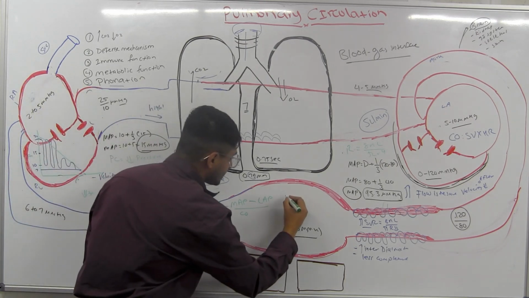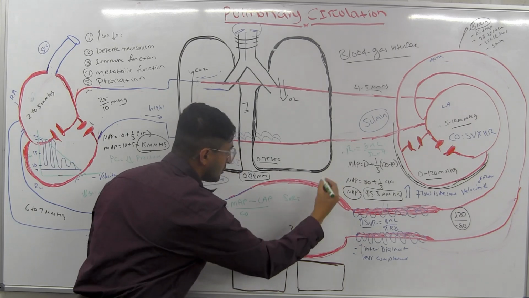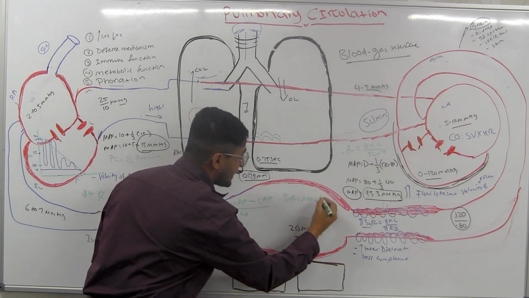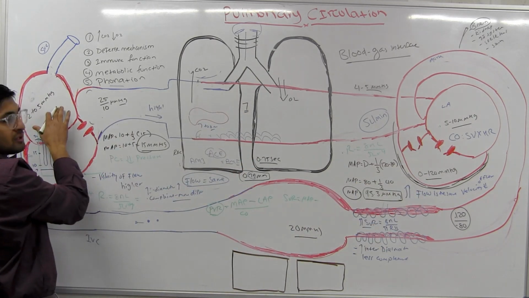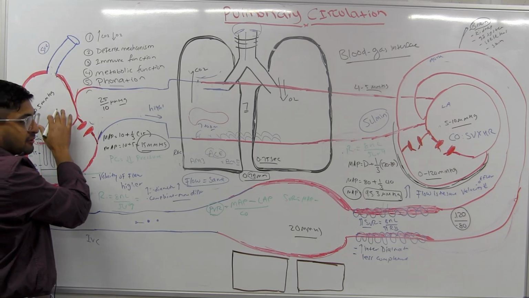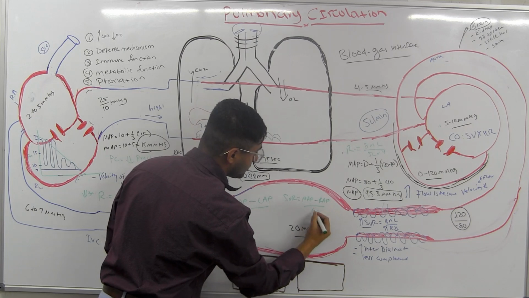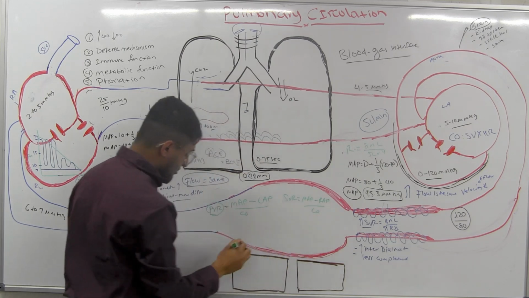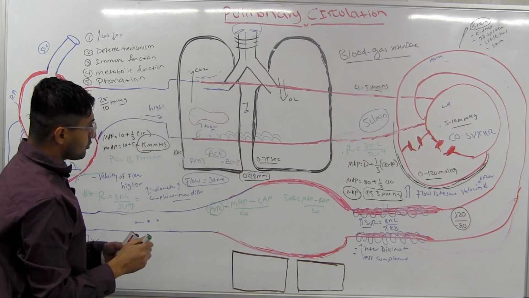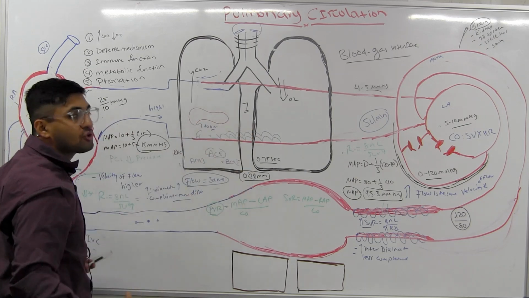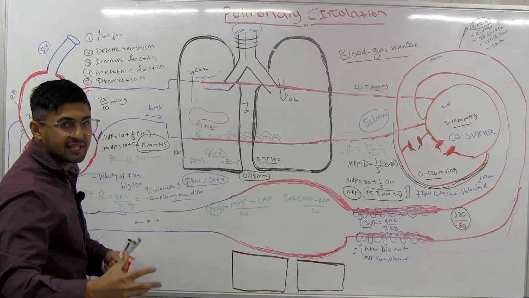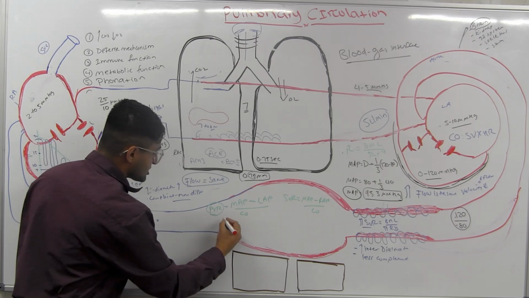And if I need to find the systemic vascular resistance, I have to take my mean arterial pressure minus, because it's bringing blood all the way back to the right heart, my right atrial pressure, over the cardiac output. That's how you find the pulmonary vascular resistance and systemic vascular resistance, because whenever we talk about the systemic, we have to talk about it as a whole, not as an individual.